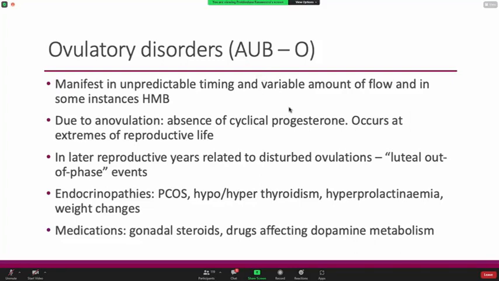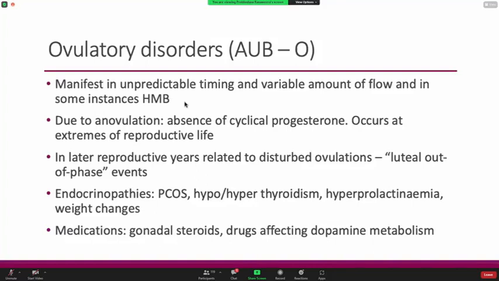Ovulatory disorders are the commonest reason for abnormal uterine bleeding, either lack of bleeding or what we call infrequent bleeding. Earlier days we used to call it oligomenorrhea, and it still has a place in our practice because people call it oligomenorrhea. But the correct term is infrequent prolonged bleeding, right?